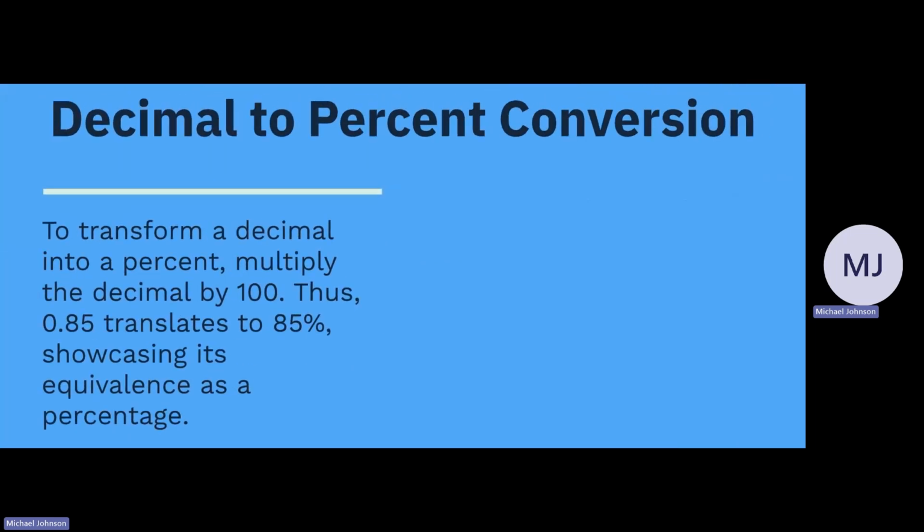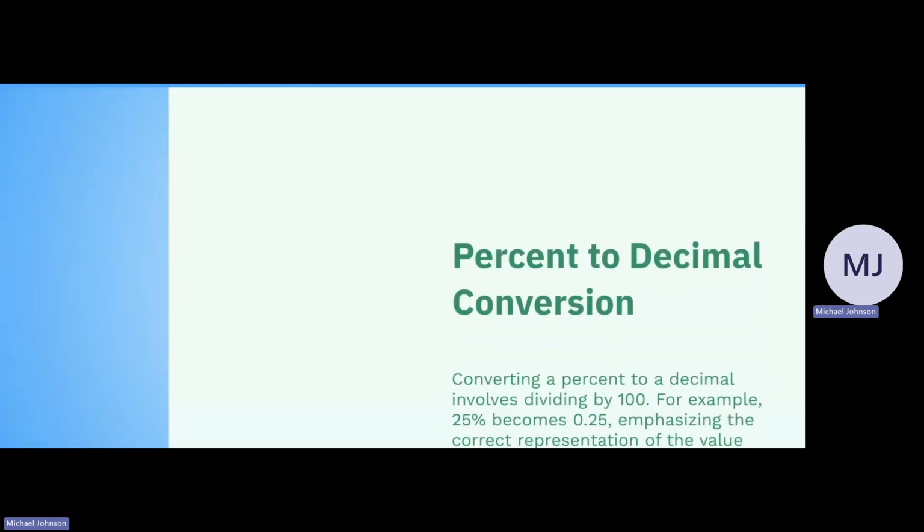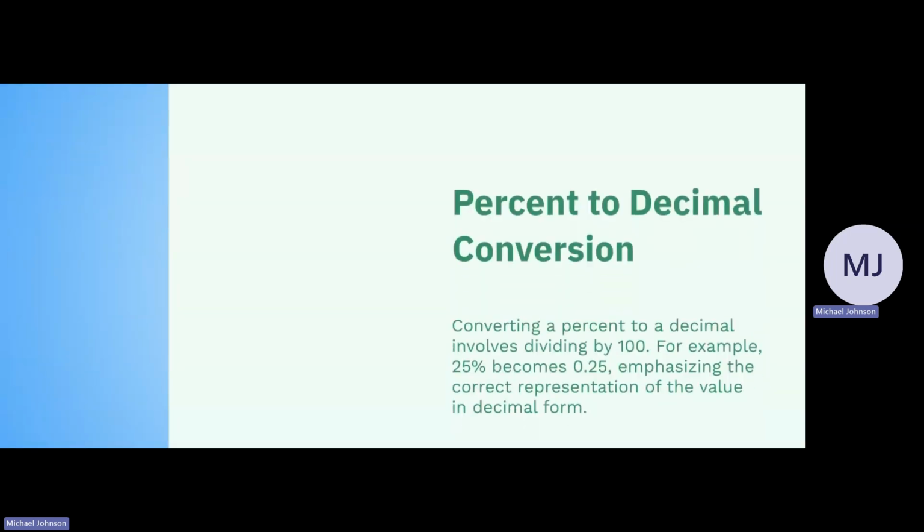To transform a decimal into a percent, multiply the decimal by 100. Thus, 0.85 translates to 85%, showcasing its equivalence as a percentage. Converting a percent to a decimal involves dividing by 100. For example, 25% becomes 0.25, emphasizing the correct representation of the value in decimal form.